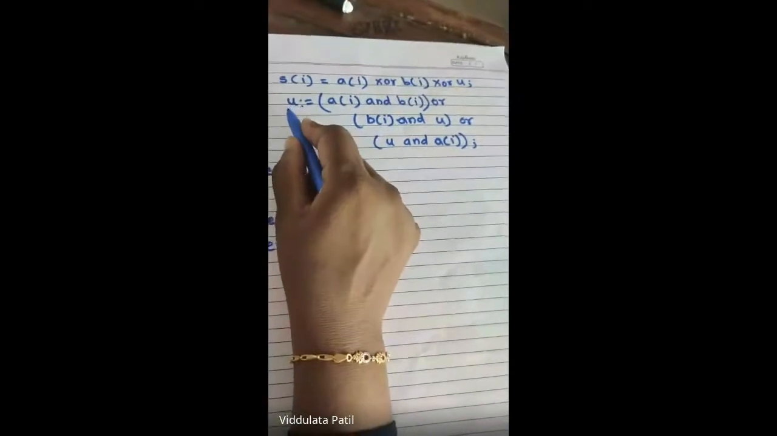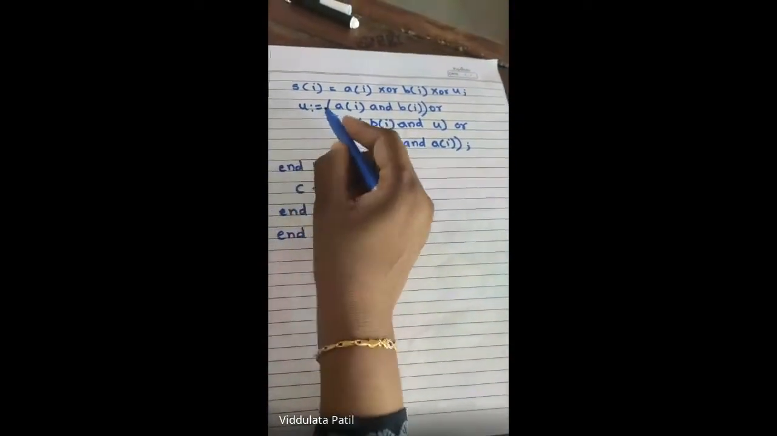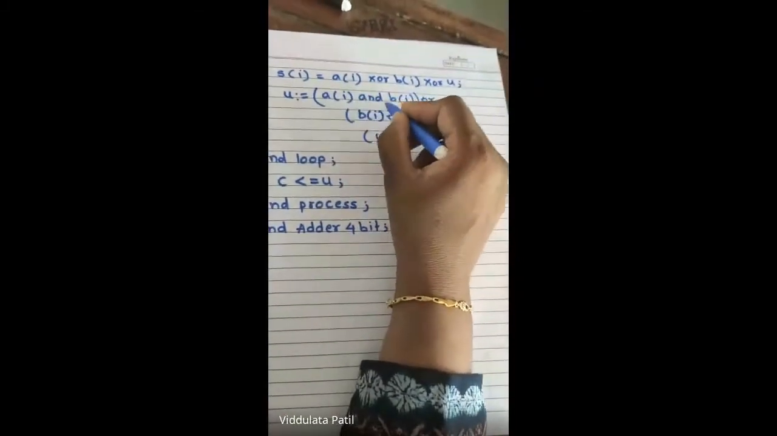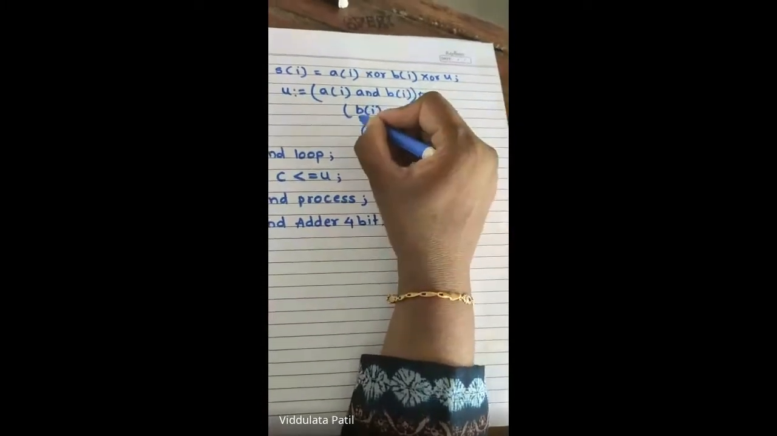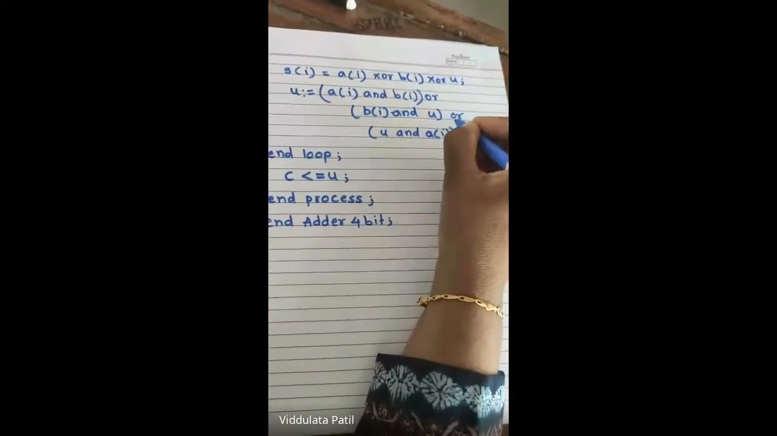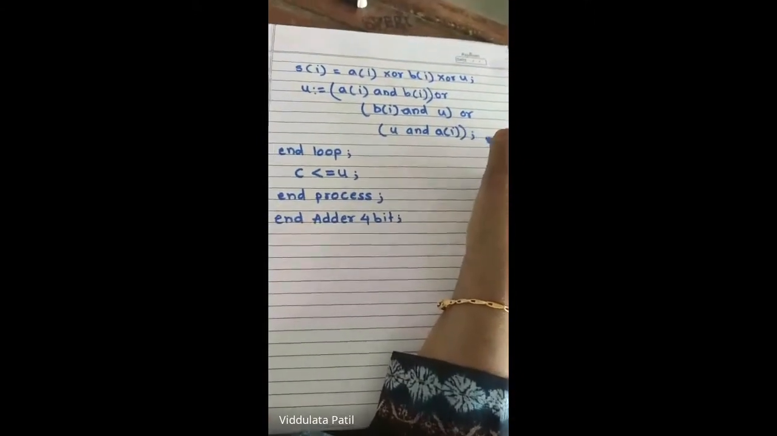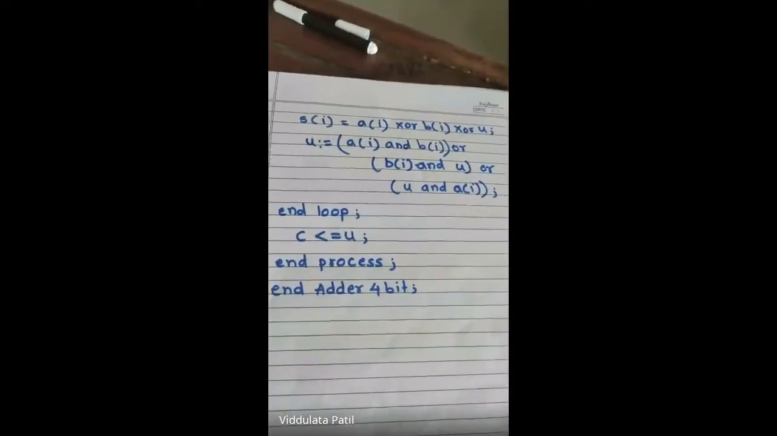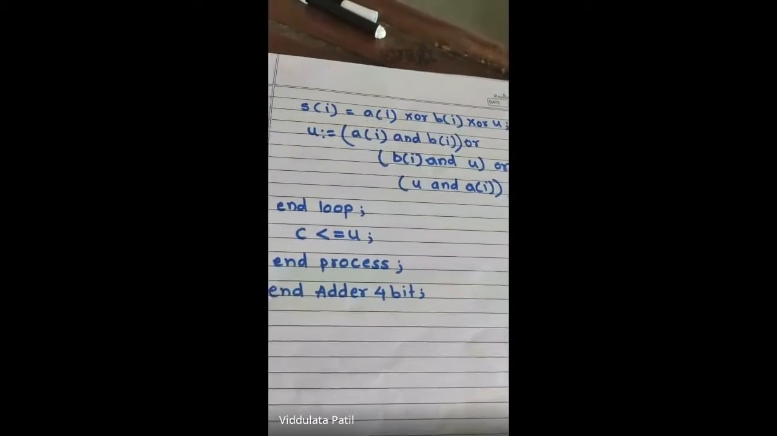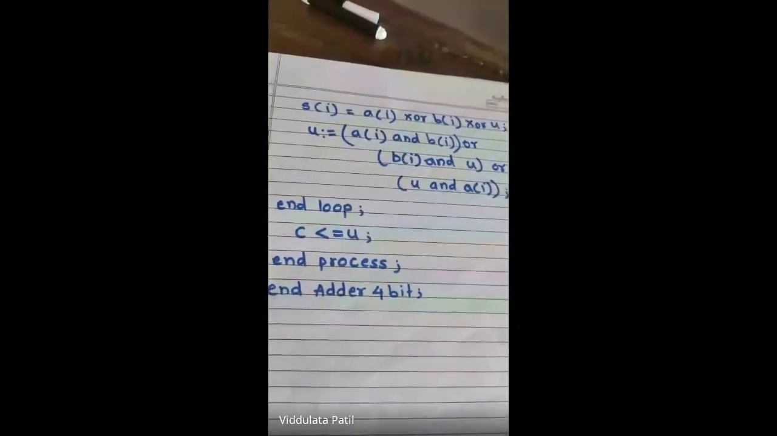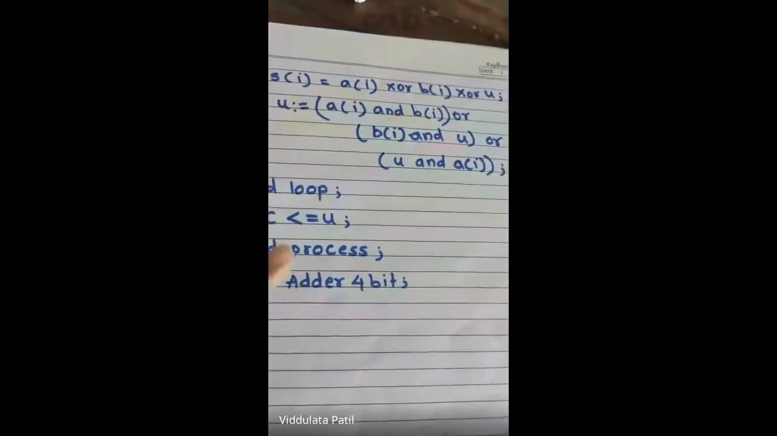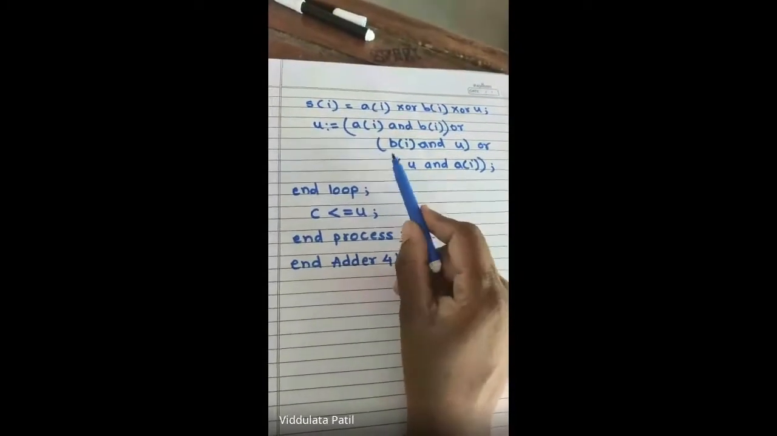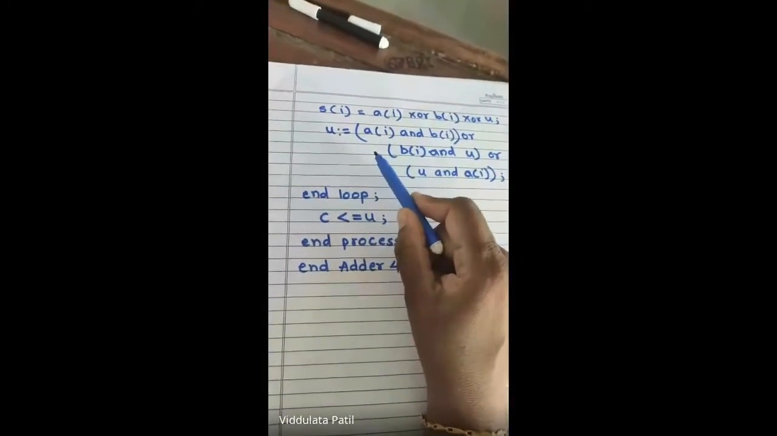Again we have the value for U, which we are assigning as A of I. That means now it will take A of 0 and B of 0, or B of 0 and U, or U and A of 0. Just as in the single-bit full adder we do A ANDed with B, or B ANDed with C in, or C in ANDed with A, similarly it will operate, and whatever is the result of this will be considered as U.